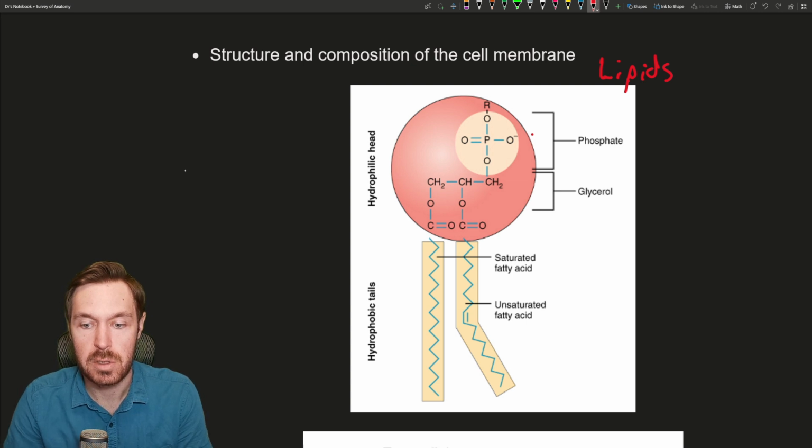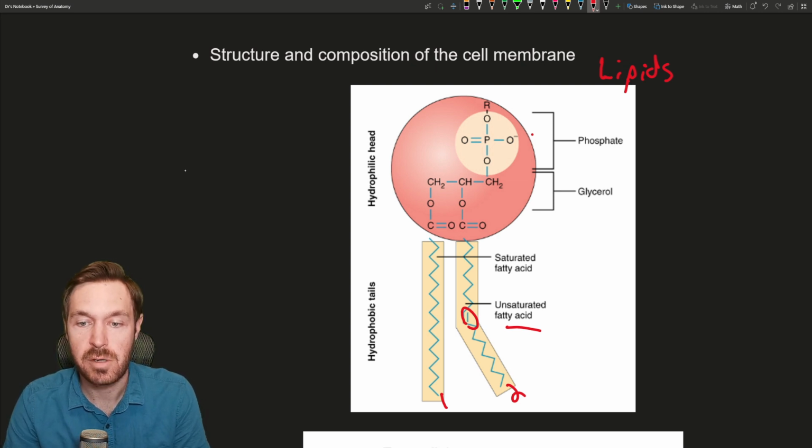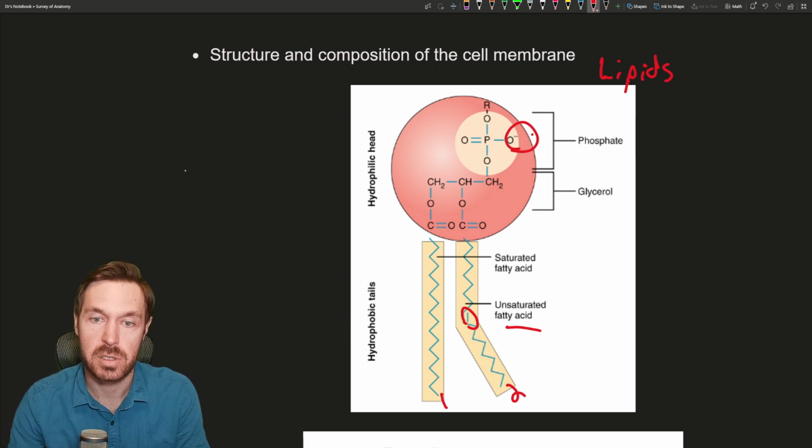So here there are two fatty acids, and here's a double bond showing an unsaturated, so that can vary in each. Here's a saturated, which means it's fully saturated. Then up here is the hydrophilic head, where you have the phosphate group connected to the glycerol head. So this is charged. Charged means it's hydrophilic.